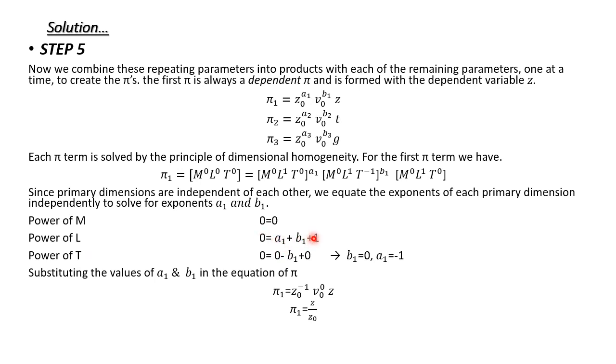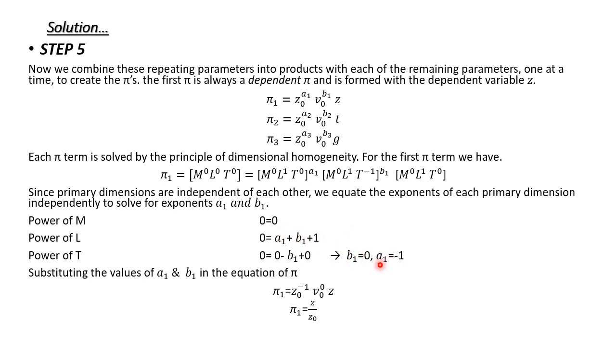Now let us compare the power of T, time. On the left hand side it is 0, and here also it is 0, T to the power 0. T1 is nothing but T to the power 0, and here I have minus 1 to the power B1, so it is minus B1, plus here it is T to the 0. Now from this equation what we get? B1 is equal to 0. If I substitute B1 equal to 0 in the above equation, A1 is equal to minus 1.